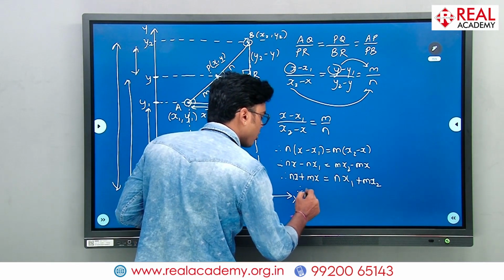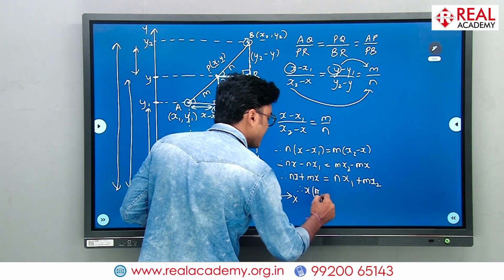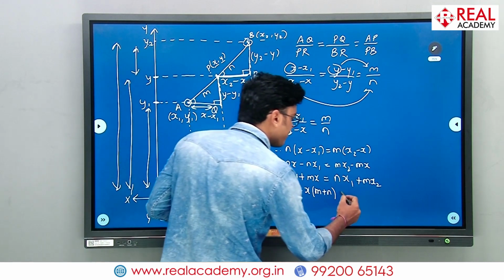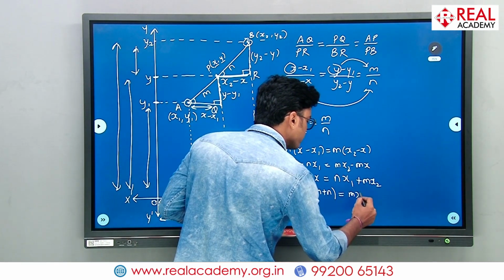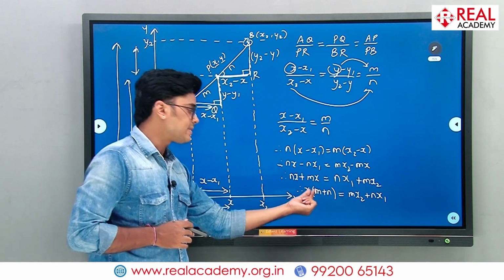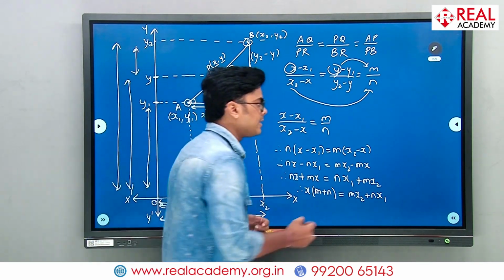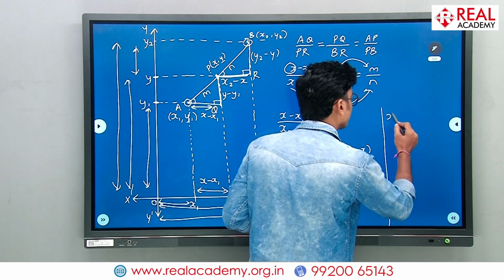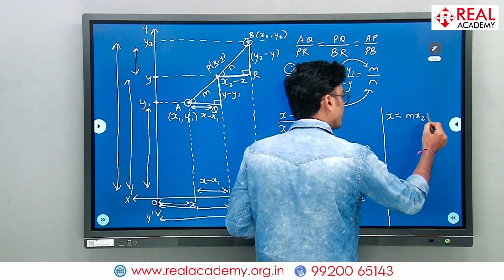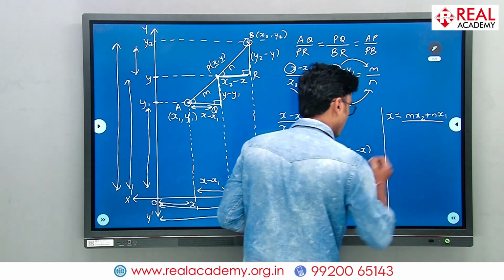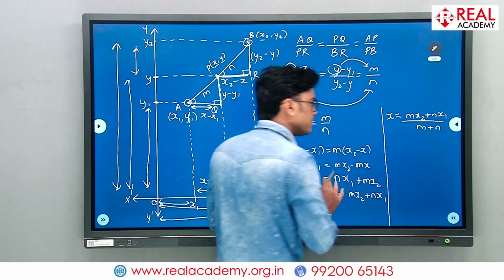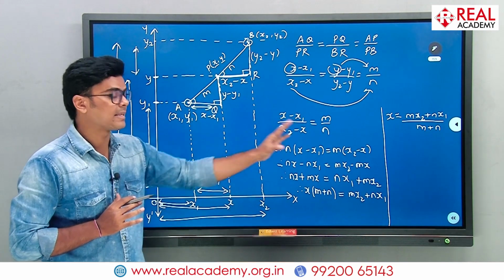So from here you can take x common. If I take x common here, it will be m plus n that will be left in the bracket, and on the other side we have mx2 plus nx1. So from here you can say that the value of x is nothing but mx2 plus nx1 upon m plus n, okay? This, my friends, is the section formula.